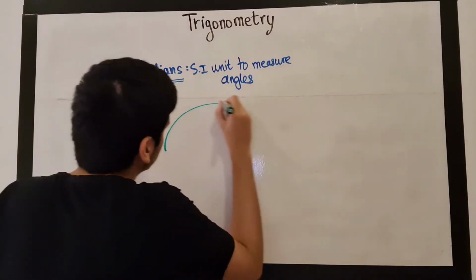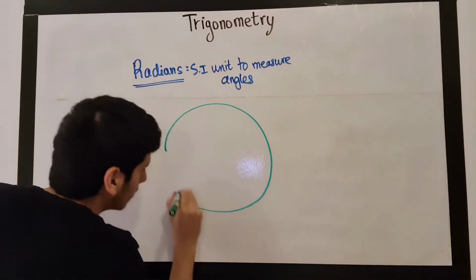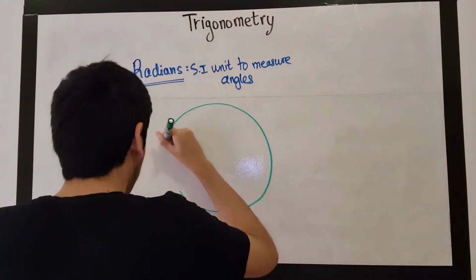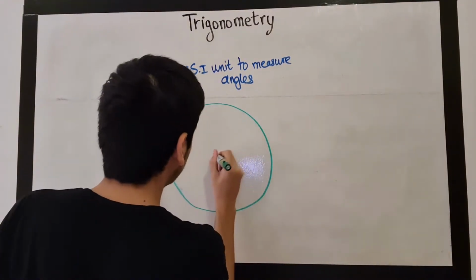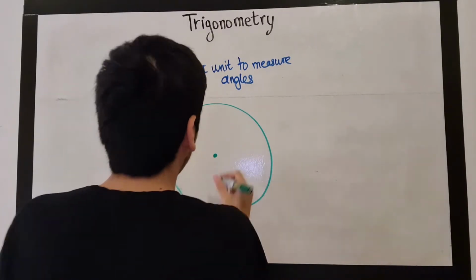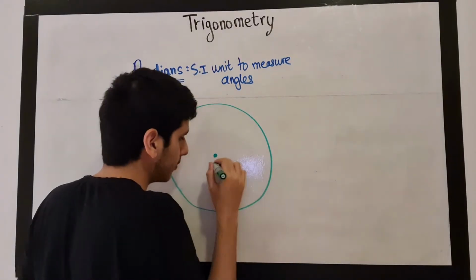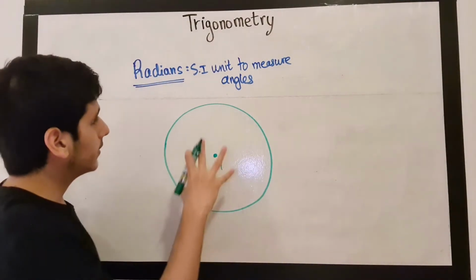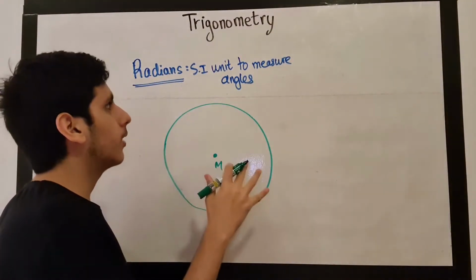So I'll just draw this big circle, okay? So this, let's say, is the center. It could be any point, I don't know, M. Center M, okay? So this is a circle with center M, we know that.